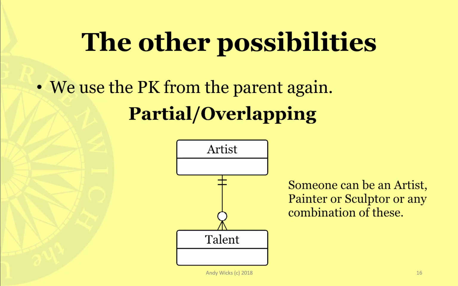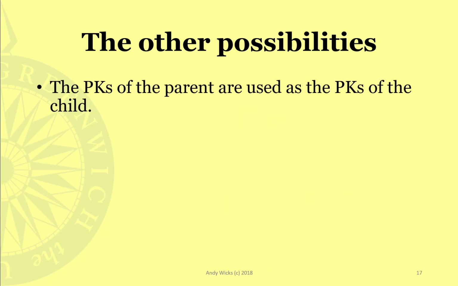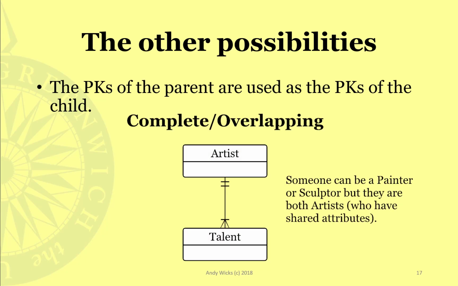So an artist would have a talent. An artist may be a painter, an artist may be a sculptor, or an artist may be a painter and a sculptor, in which case the artist would be in a one-to-many relationship with a talent. If they were just an artist, there'd be no talent. If they were an artist and a painter and a sculptor, there would be 2 entries for this particular artist in the talent table. The primary keys are still being used in the child for complete and overlapping.